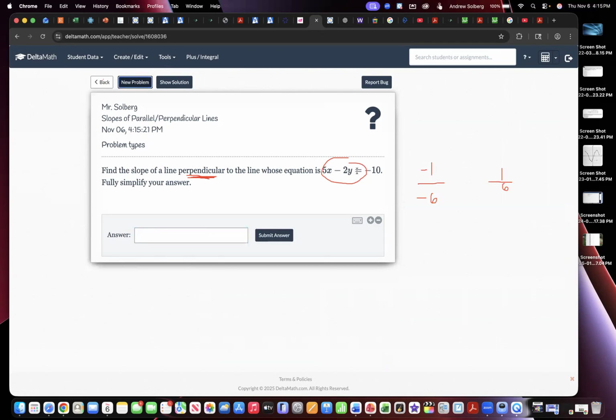Okay, so you could use the shortcut. These are all going to be in standard form. So do the shortcut. If it's parallel, just keep it the same; if perpendicular, change the sign and flip it.